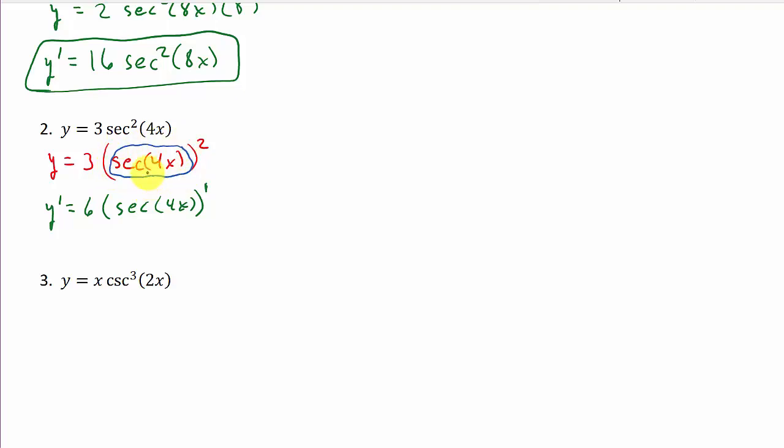So what's the derivative of secant? Well, remember the derivative of secant is secant tangent. Okay. So the derivative of secant 4x is secant 4x tangent 4x times the derivative of what I'm taking the secant of, so times 4. And so that's going to give me y prime, 4 times 6, that's 24.